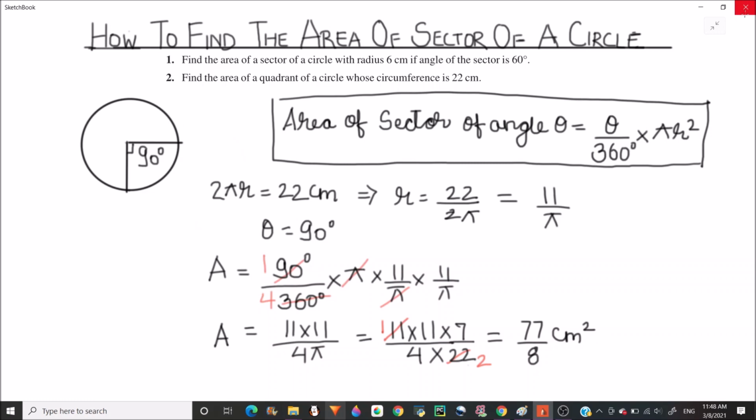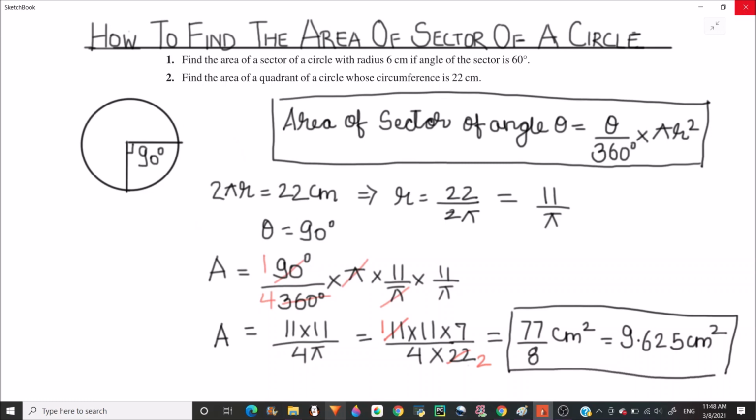Or if we'll write it in decimal, this will be 9.625 centimeters square. So this is the area of the sector of a circle. Our final answer, and we'll box the answer. So this is how you can find the area of sector of a circle with a given angle. I hope this video is helpful to you, and you can now find the area of sector of a circle using the formula very easily.